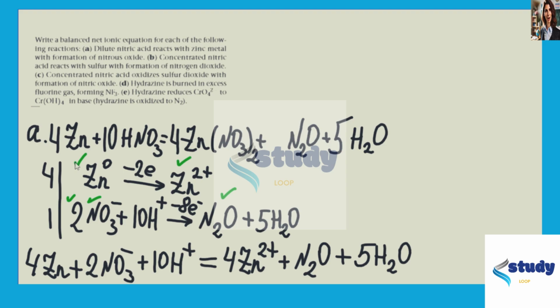Now we have 6 oxygens on the left and 1 on the right. So to balance oxygens, we put 5 before water. And now to balance hydrogens, we add 10 protons on the left. And to balance charges, we need to remove 8 electrons.